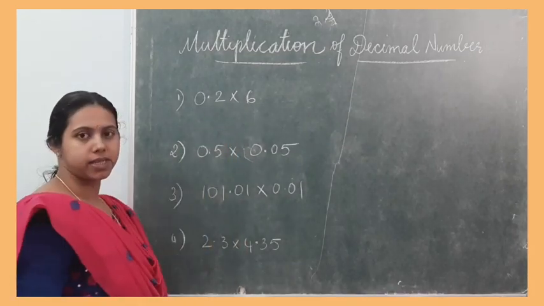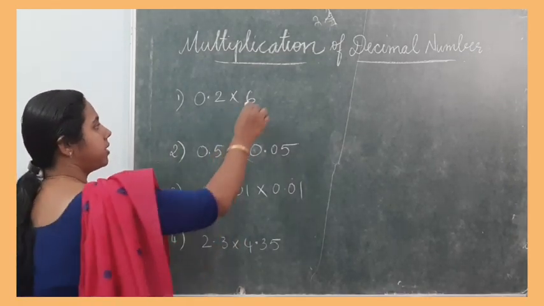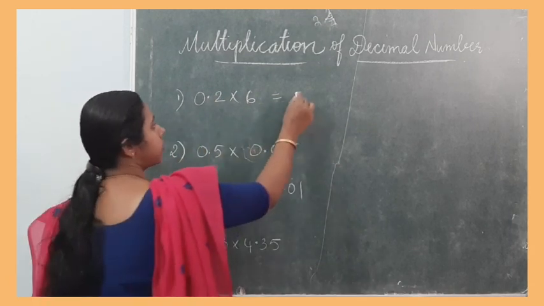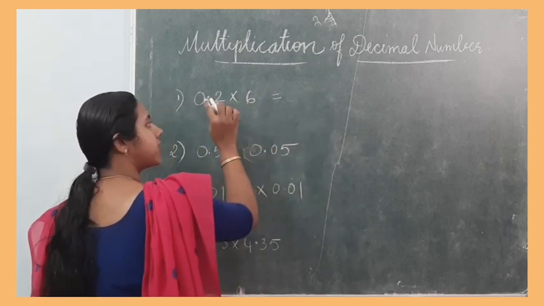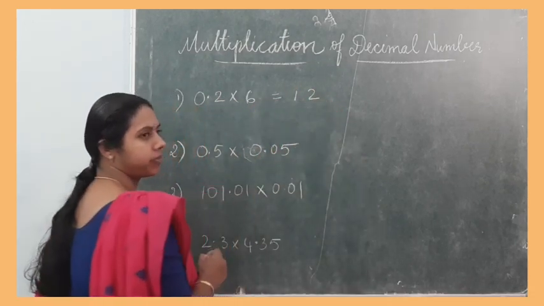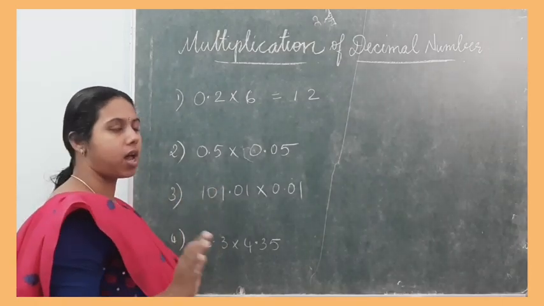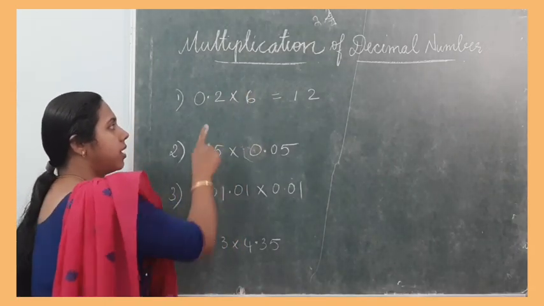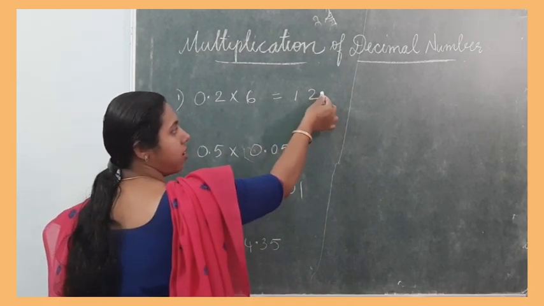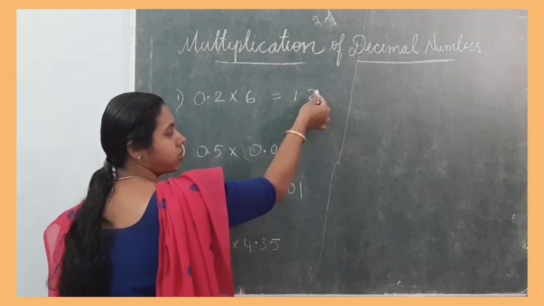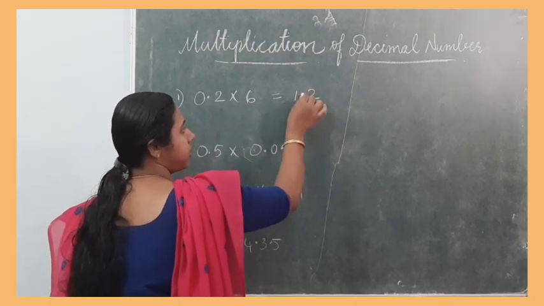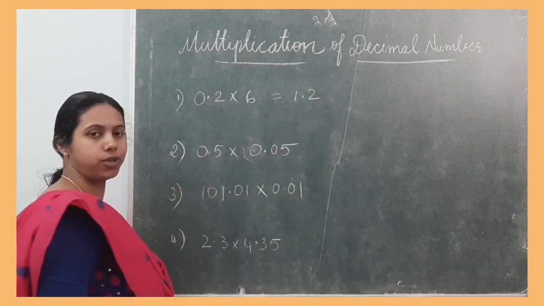0.2 into 6. We just multiply, ignore the decimal point, multiply them as a whole number. So 0.2, just take it as 2. 2 into 6, 12. Then how many decimal places? 1 decimal place. So counting from the rightmost digit, start from right and move to the left. 1 decimal place. So the answer is 1.2.